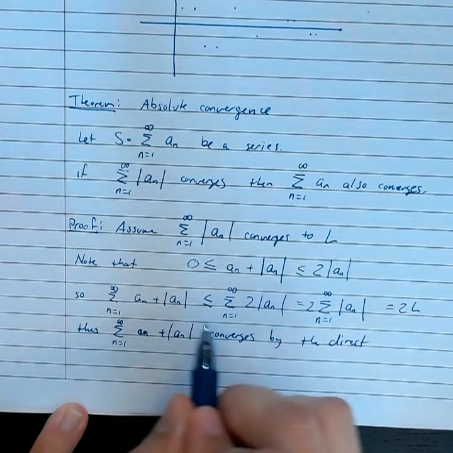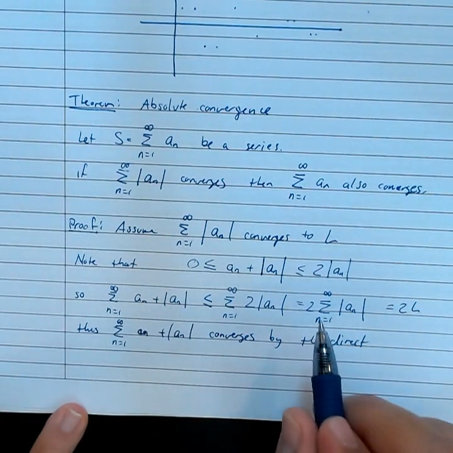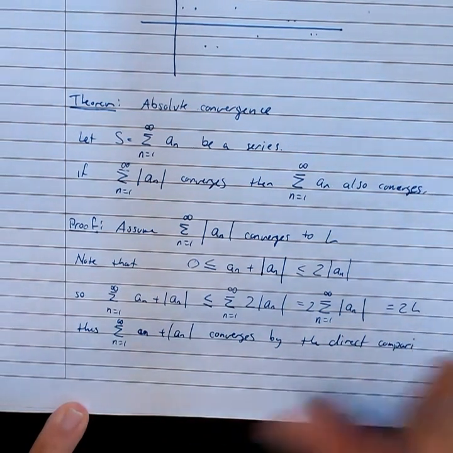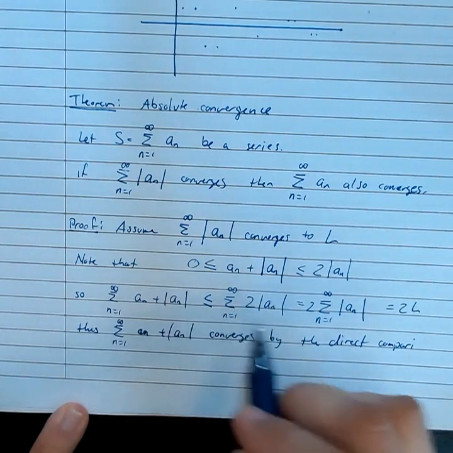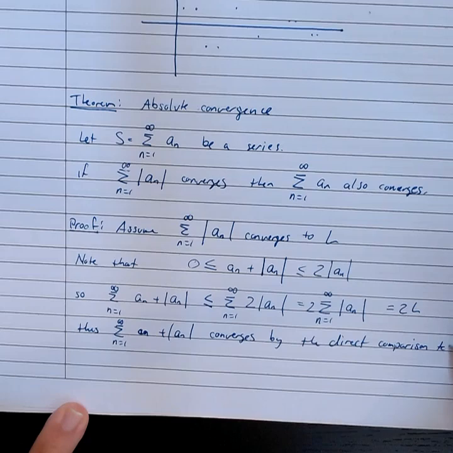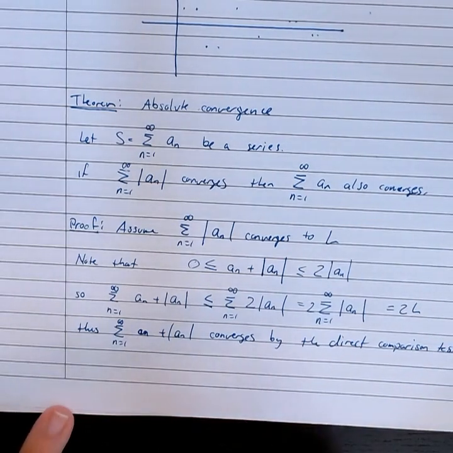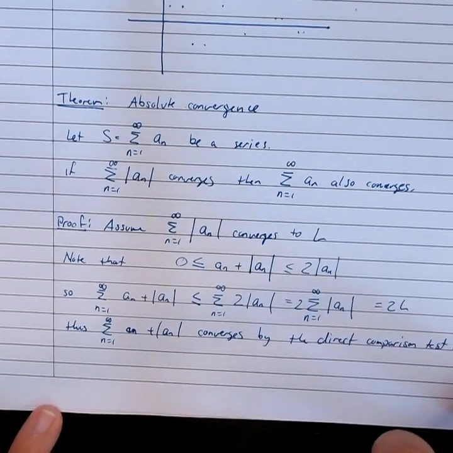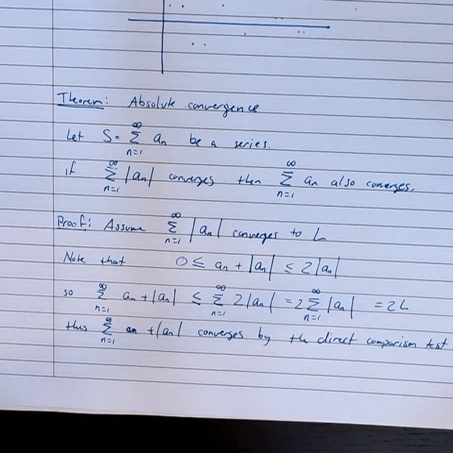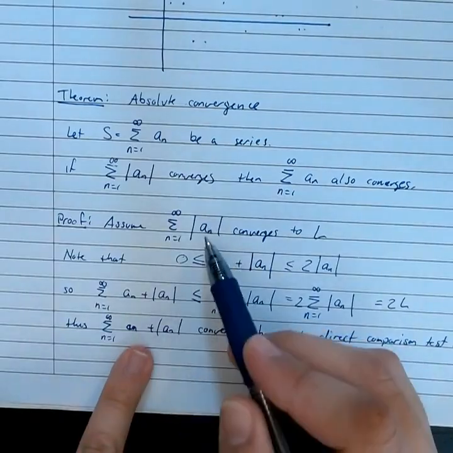Right? You're less than something that's finite, you must also be finite. You're smaller than something that's small, then you must be small also. Okay? So this converges by the direct comparison test. But now, notice that if I subtract these two, look what happens.